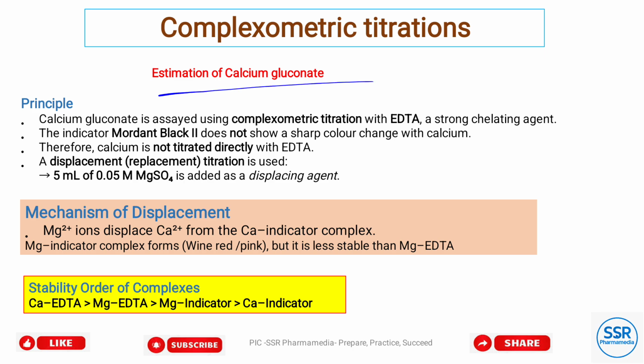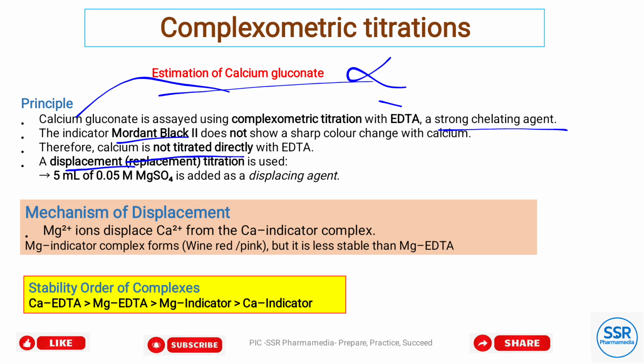And estimation of calcium gluconate is an example of complexometric titration. It's very, very important. They ask it in various exams as MCQs and as an important 5 marks question also. So the principle: calcium gluconate containing calcium ion forms a complex with EDTA. EDTA is used as a strong chelating agent, and Eriochrome Black T does not show a sharp color change with the calcium. So therefore calcium is not titrated directly with the EDTA.